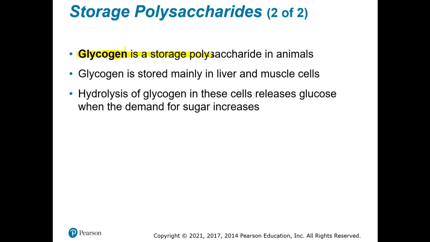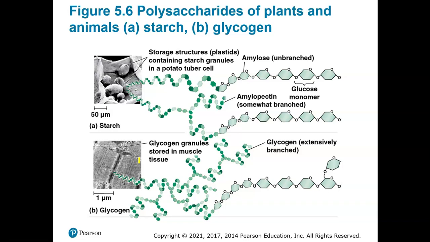It's a storage polysaccharide that's found in animal cells. In humans and other animals, we find it mainly in liver cells and muscle cells, because what happens is the liver removes glucose from your blood to lower your blood sugar, and it stores that glucose in chains called glycogen. And your muscle cells will do the same thing when you exercise. They will remove glucose from your blood and store it in chains called glycogen. And then when your blood sugar is low, that glycogen can be broken down and the glucose released back into your blood. All right, so here's what starch looks like.